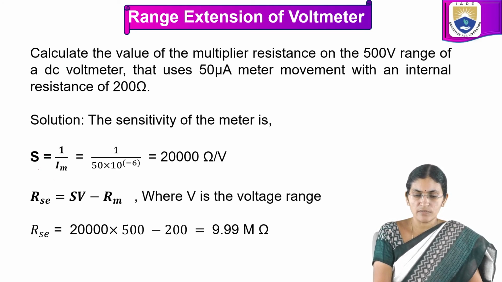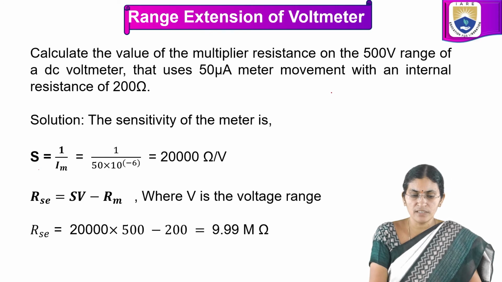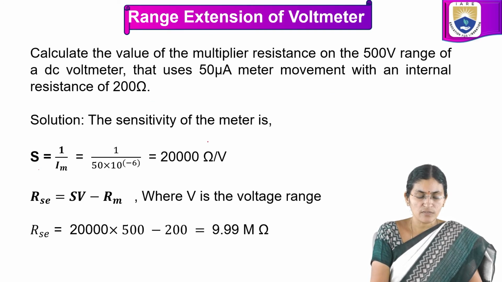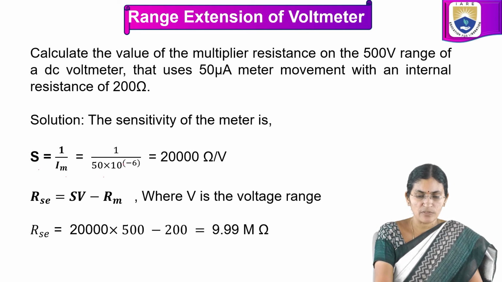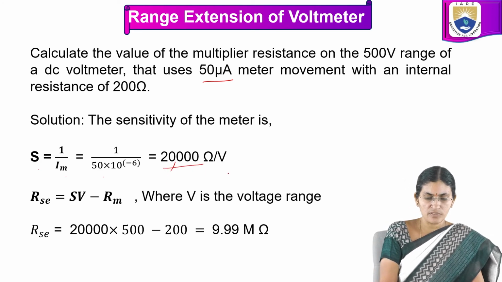Calculate the value of the multiplier resistance on the 500 volt range of a DC voltmeter that uses a 50 microampere meter movement with an internal resistance of 200 ohms. So here the sensitivity of the meter S is equal to 1 by Im. 1 by Im is equal to 1 by 50 into 10 power minus 6, the meter movement full scale deflection current. So this is equal to 20,000 ohms per volt.